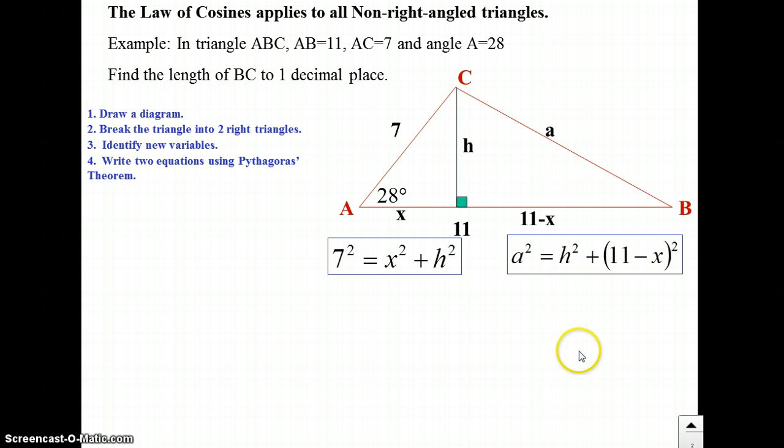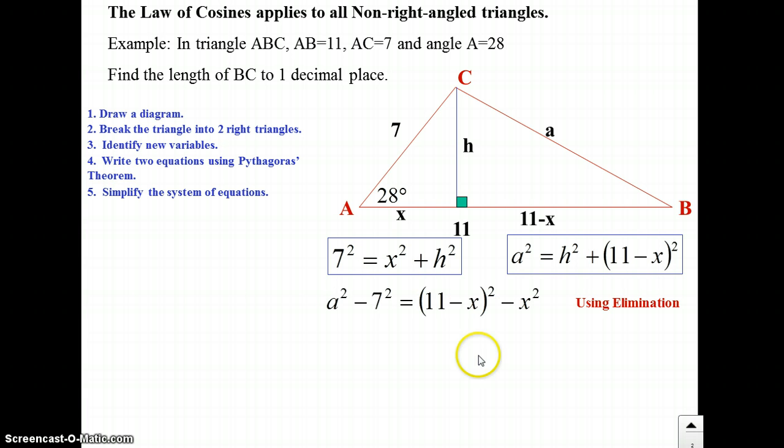What we're going to do now is simplify the system of equations. Remember from grade 10 we can simplify these a bunch of ways, but if I use elimination, I come up with this equation. I subtract the two equations. A squared take away 7 squared, there we have it. h squared minus h squared will be gone, and then I've got (11 minus x) squared, subtract x squared. So my h squareds disappear. This is an equation I've got left just in terms of a and x.